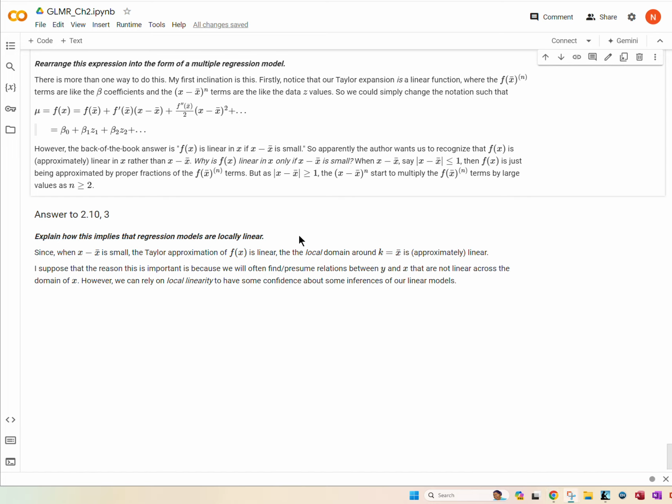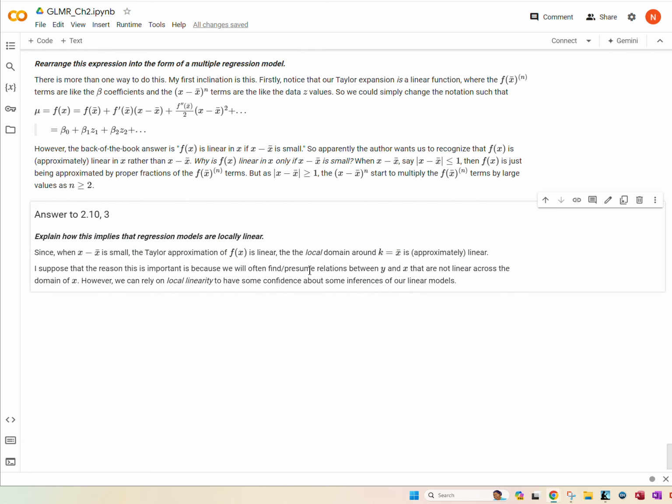The reason that it's local, of course, is that as we get far away from x bar, in other words, as x minus x bar becomes large, there's a good chance that we're no longer linear. And so this, presented as a regression, is linear in the local region around x bar.